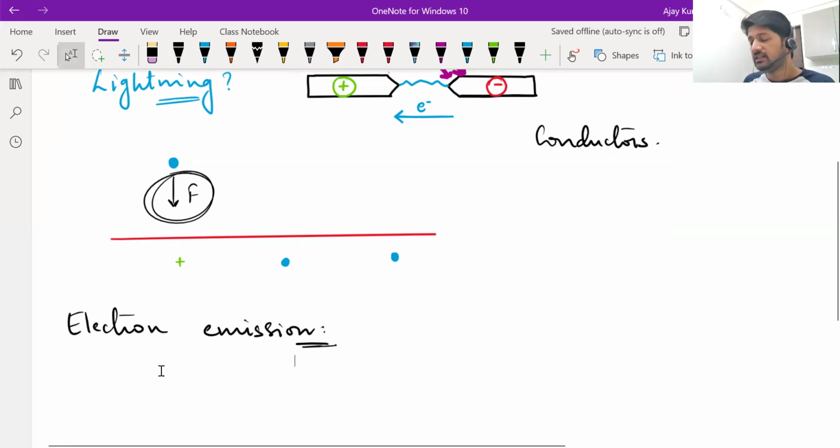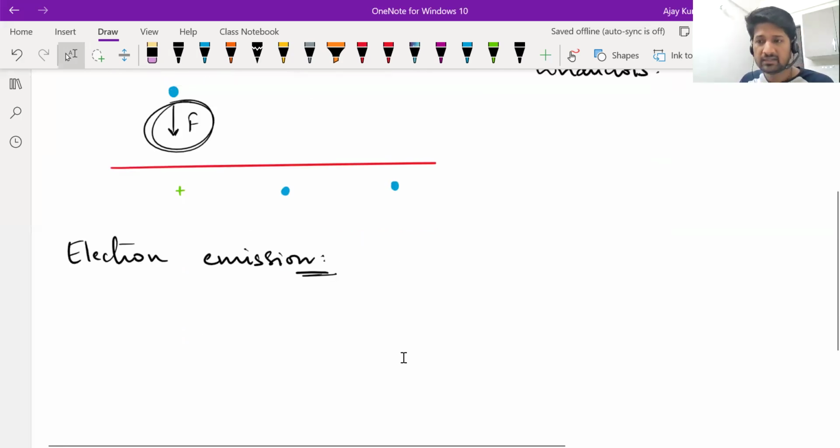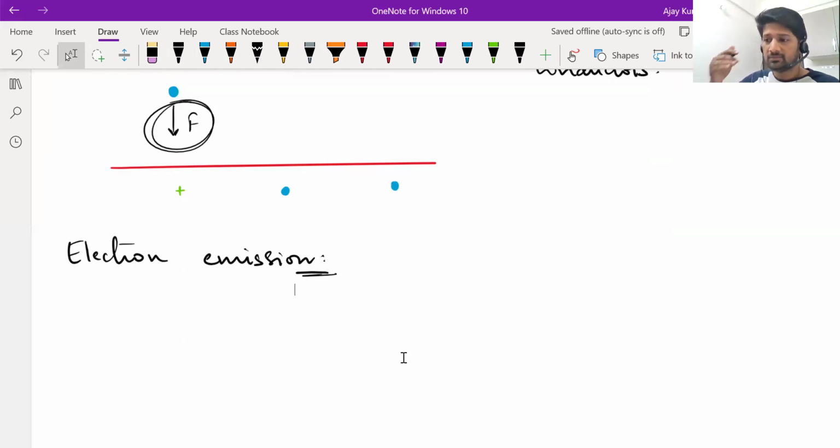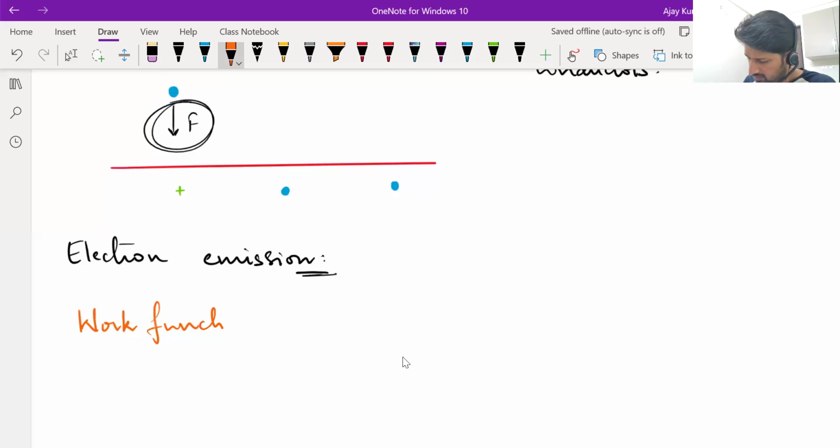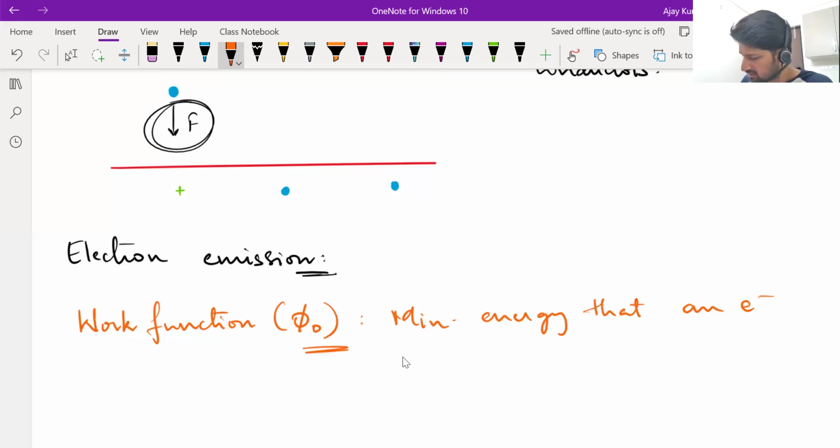Now, there are three different ways in which you can supply that energy for the electron to escape from the metal surface. The minimum energy required to help the electron escape from the metal surface is what you call its work function, a very important term in this chapter, phi naught. It's the minimum energy that an electron must be given, or that an electron must acquire, to escape the metal surface.